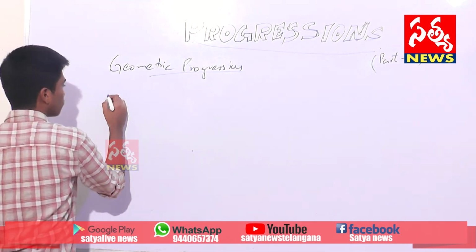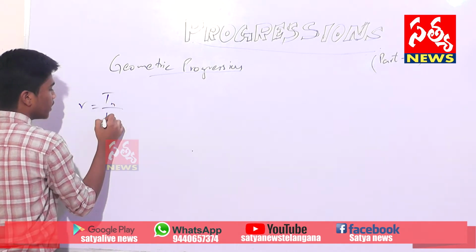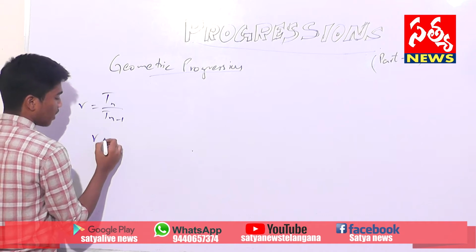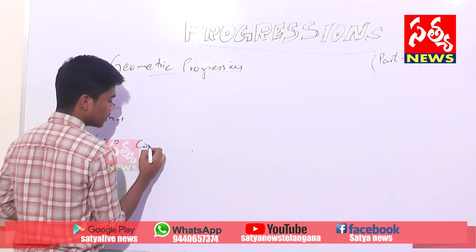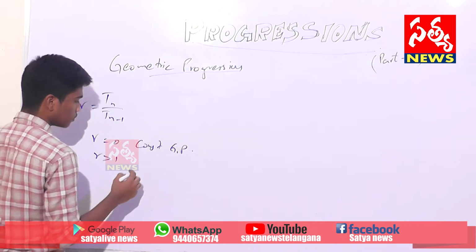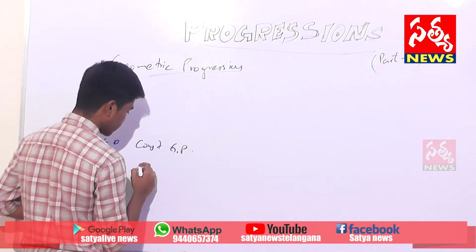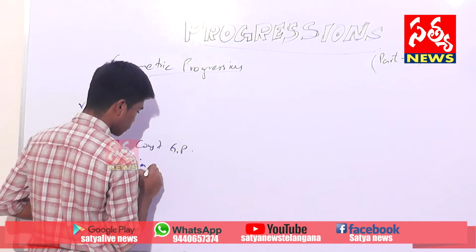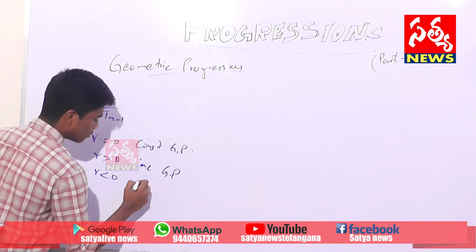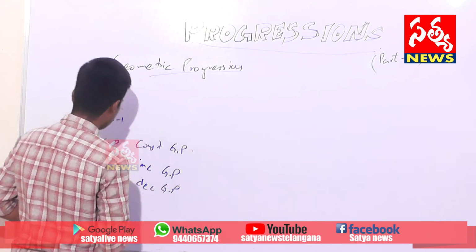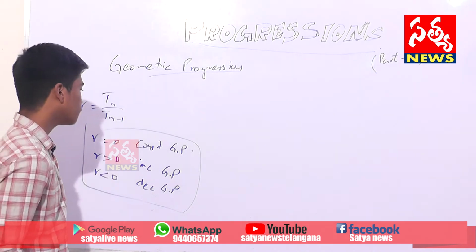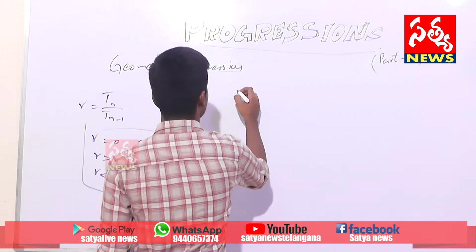And now, r is equal to tn by tn minus 1, right? If r value is equal to 1, then it is said to be constant GP. If r is greater than 1, it is said to be increasing GP. If r is between 0 and 1, it is said to be decreasing GP. Remember this. We have discussed these properties in AP also.